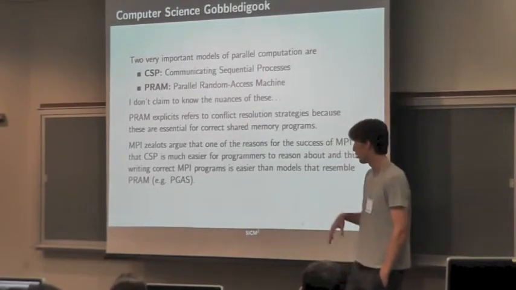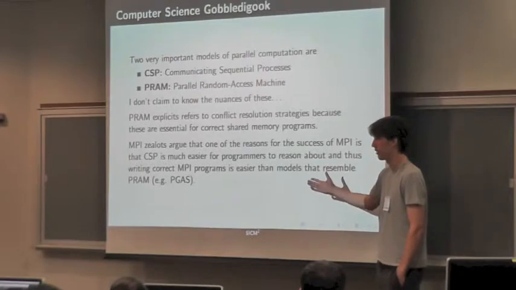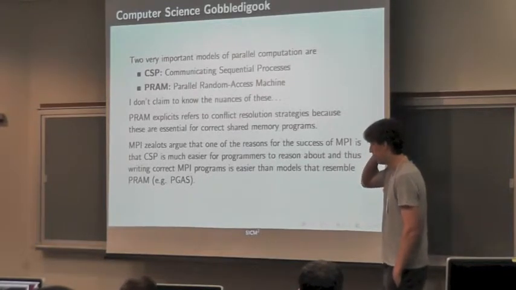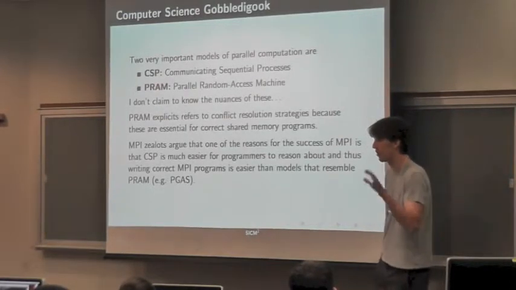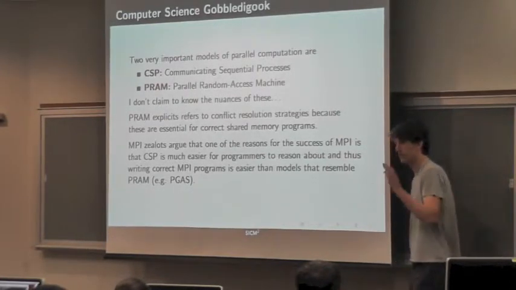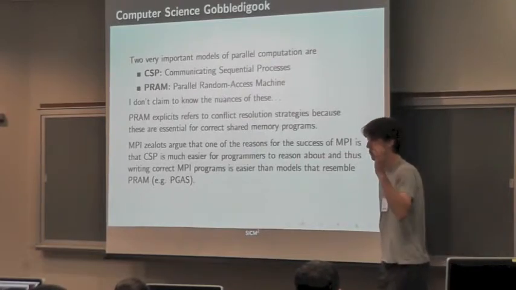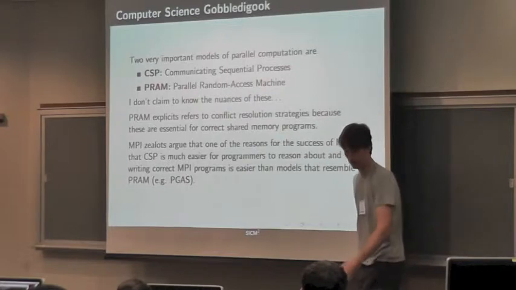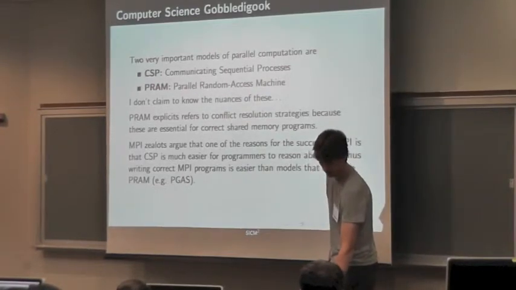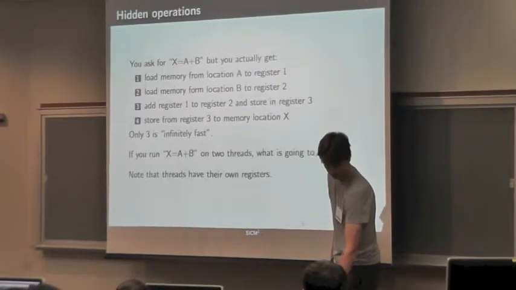Whereas models that look more like PRAM, like PGAS programming languages that you may have heard about, and multi-threading, of course, which is more like PRAM, tend to have very subtle, nefarious bugs, Heisenbugs, where you run it one time and you don't see a problem, and then you run it the next time and you do. Basically PRAM doesn't give you a lot of guarantees on its own.